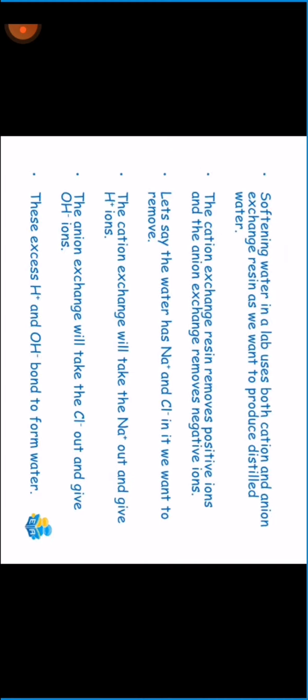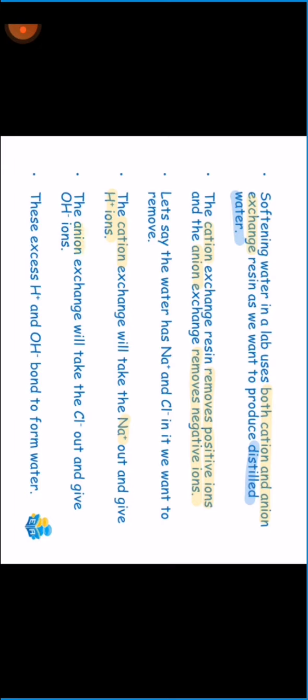Softening of water in the lab is a little bit more complicated because it uses both the cation and the anion exchange resin, because we want to produce something called deionized water in the lab. The cation exchange resin removes the positive ions and the anion exchange resin removes the negative ions. Let's say we have water with sodium ions and chloride ions in it, and we want to get rid of them. The cation exchange resin will remove the sodium ion, Na+, because it removes positive ions, and it will replace that sodium ion with a hydrogen ion.